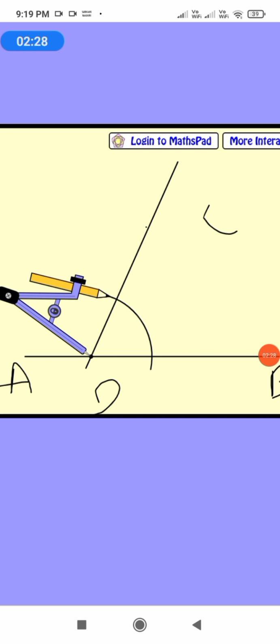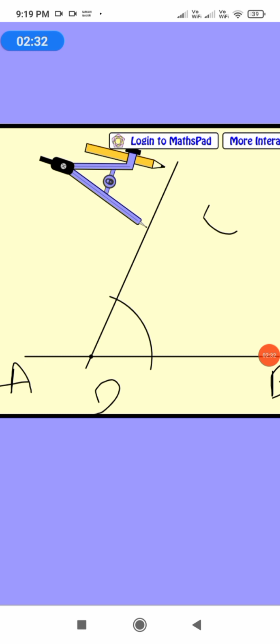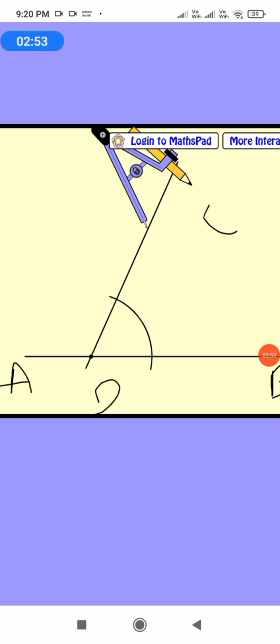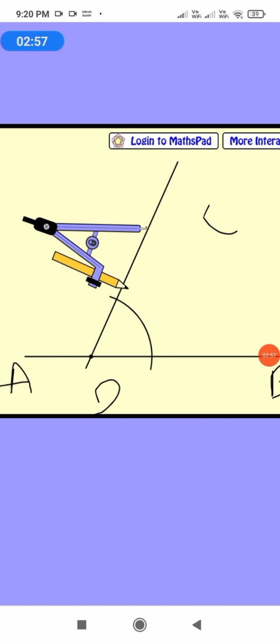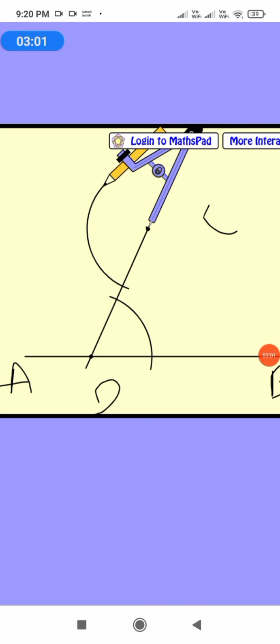Now what will I do? I will take this compass and I will keep the center as C. Keeping the center as C, what I will be doing? I will draw the arc on the opposite side. Okay. So, I am drawing an arc on the opposite side. Now, what will I do?